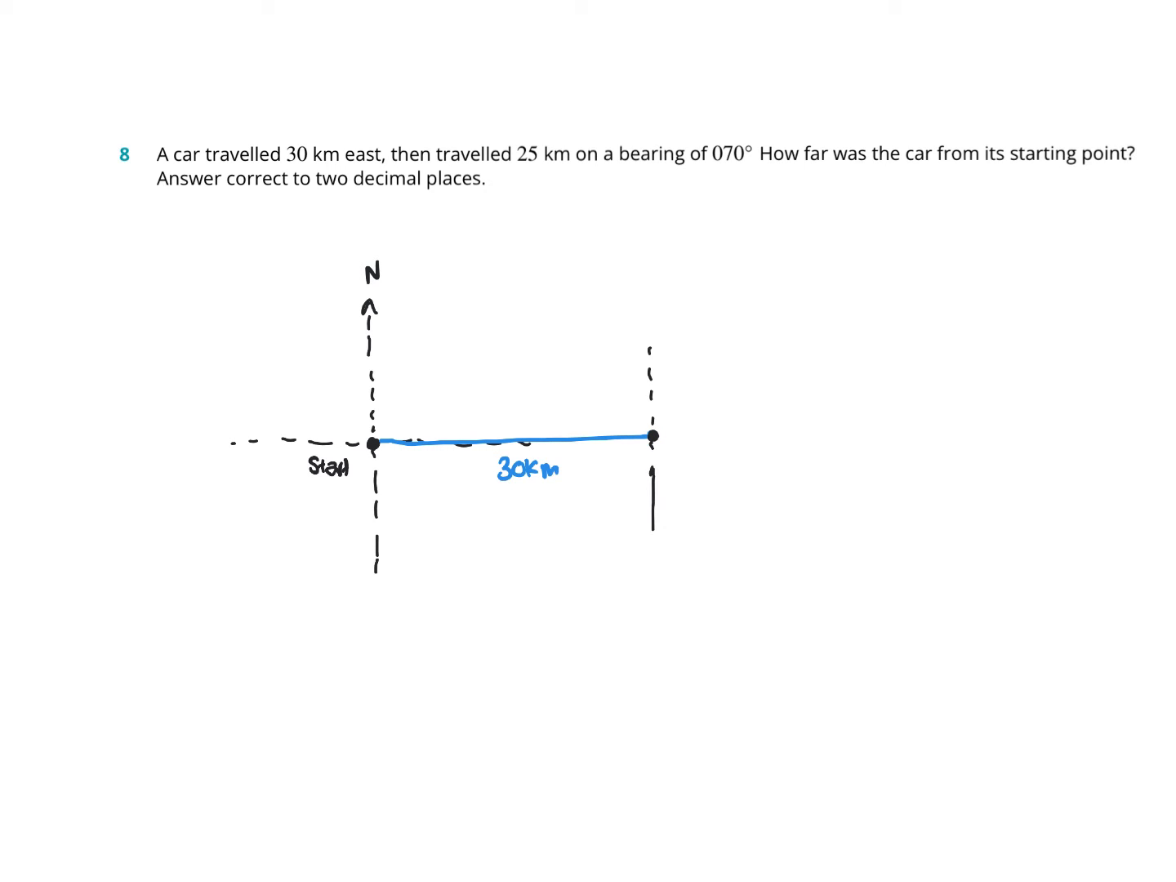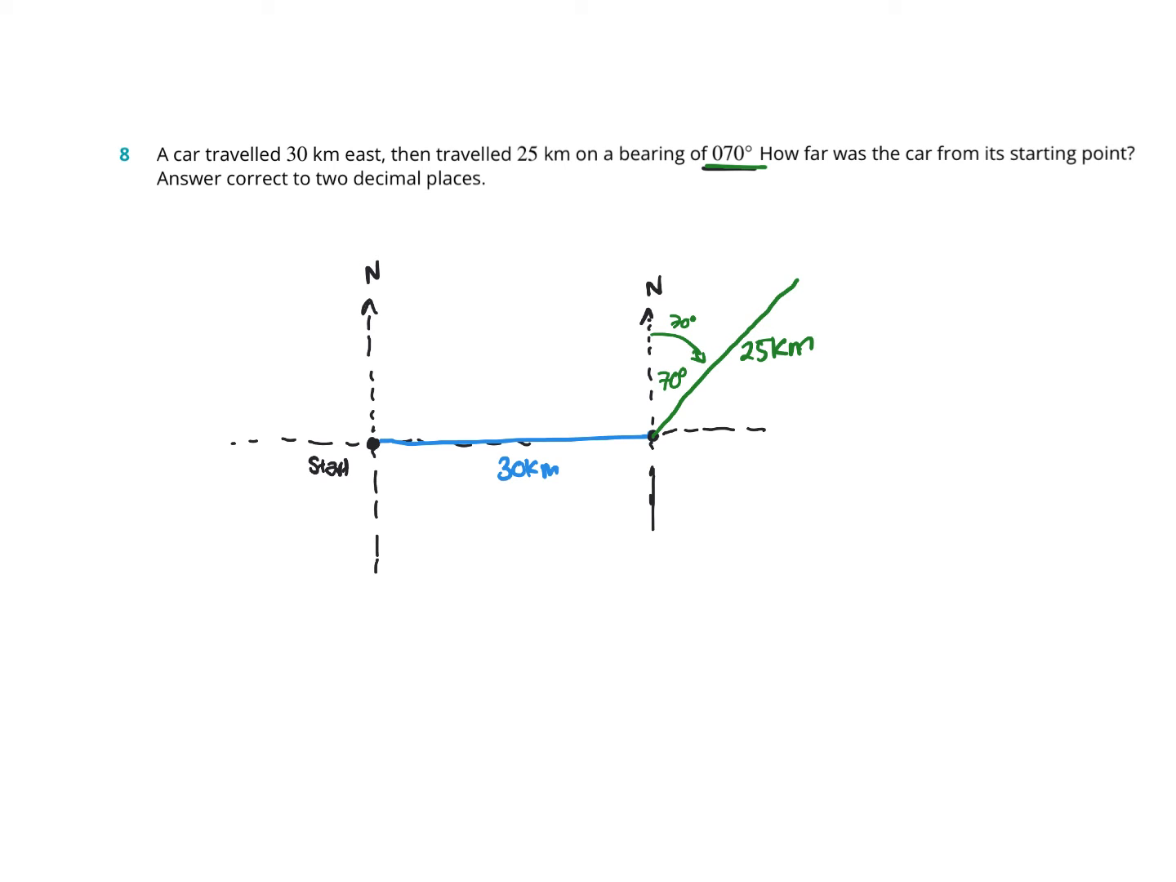It's always good to put in another little compass in there. And then it says it then travelled 25 kilometres on a bearing of 70 degrees. So remember that when you're doing the bearing, it's from north. So we're going to go out 70 degrees, and then that's where it's going to travel out 25 kilometres. So it's gone out there like that. So you know in here is 70 degrees.